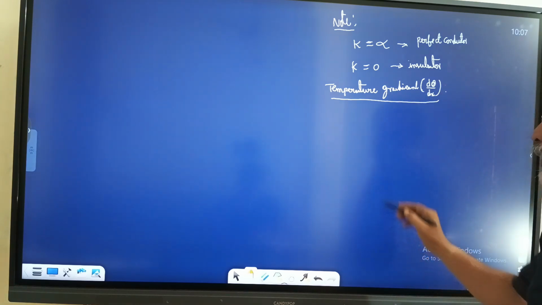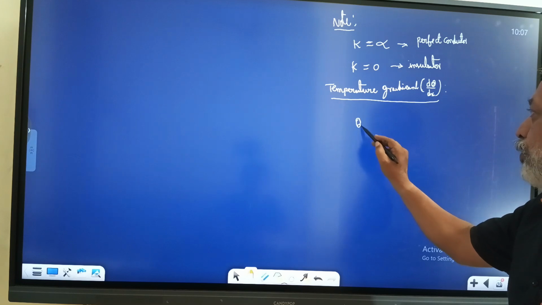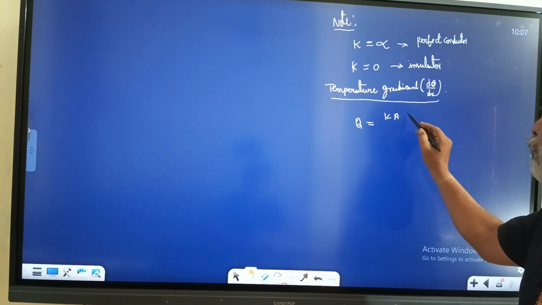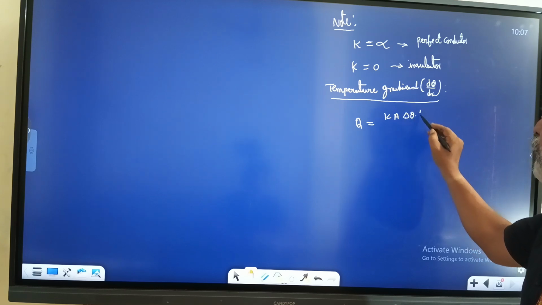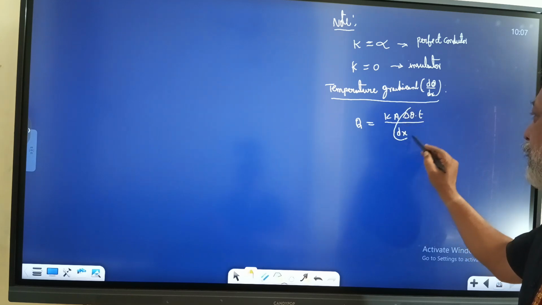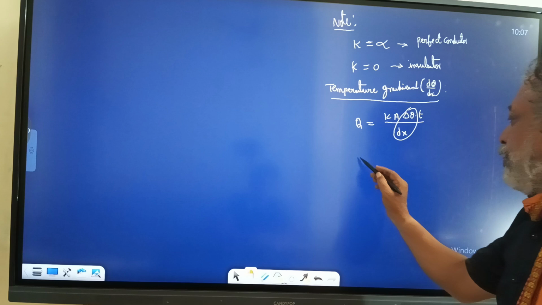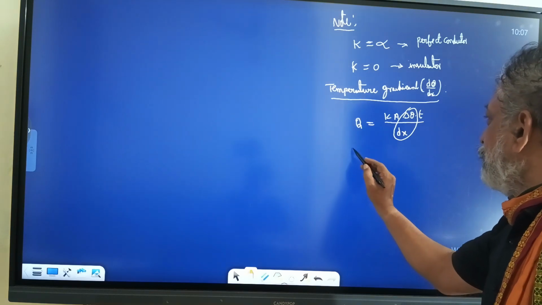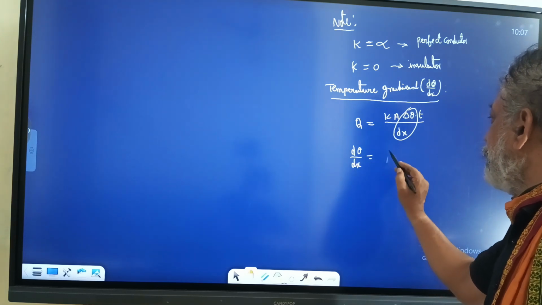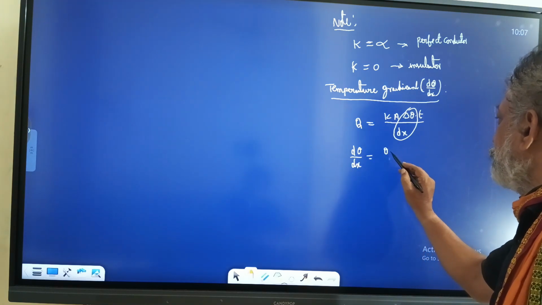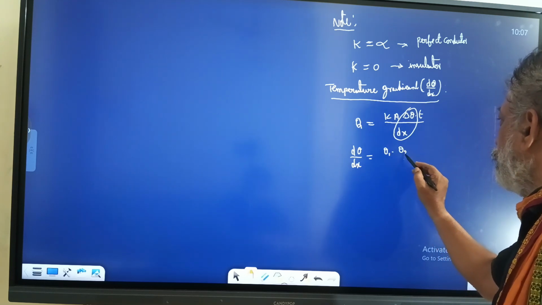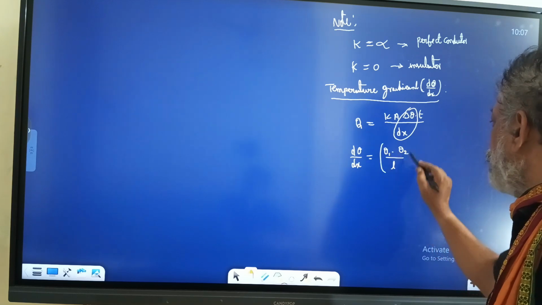Now, how to find the temperature gradient? Already we know from the formula that Q is equal to K A delta theta into t divided by dx. So delta theta by dx is the temperature gradient. Directly we can write d theta by dx as theta 1 minus theta 2 divided by L. This is called the temperature gradient.